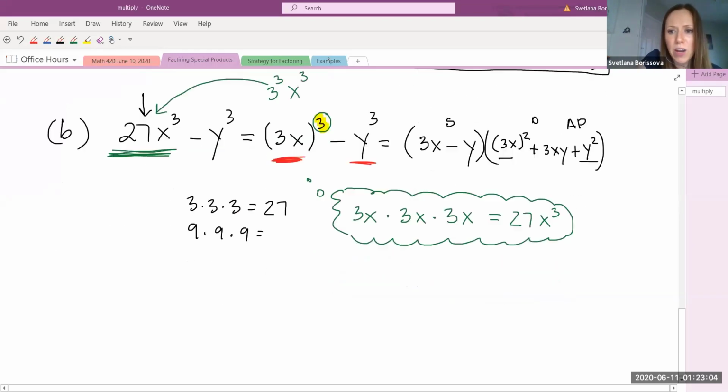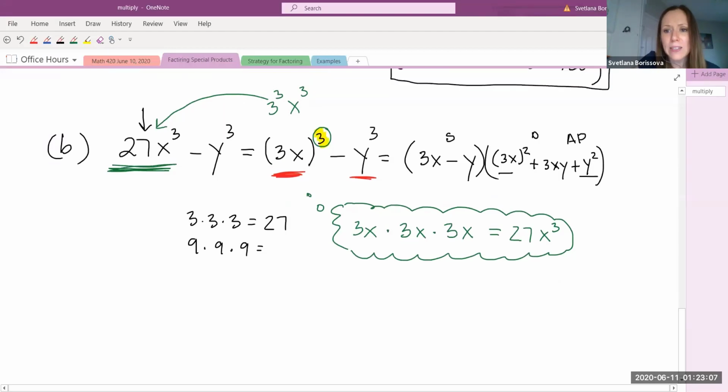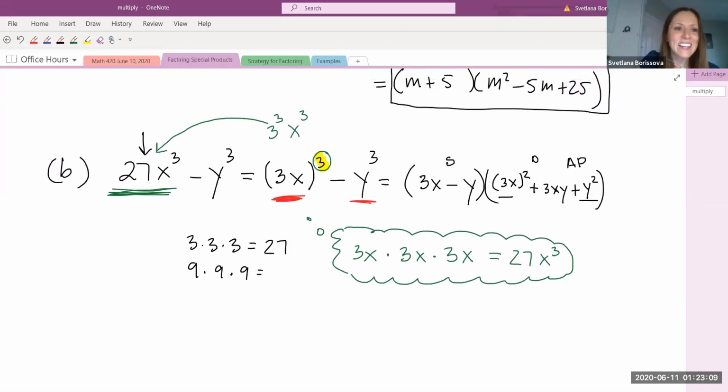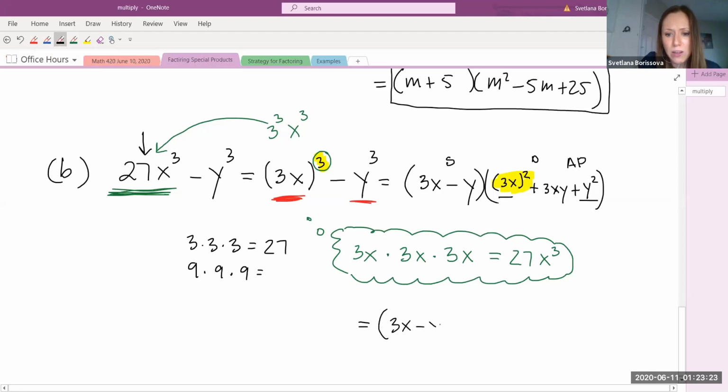Well, let me write this. I'll have to rewrite it anyway, because if I can simplify something, and that's the part I can simplify, I can raise 3x to the second power. It's another reason for me to rewrite the answer. So 3x minus y. And then instead of 3x to the second power, I'll square that. So it's 3x times 3x. That's going to give me 9x squared plus 3xy plus y squared, like that.